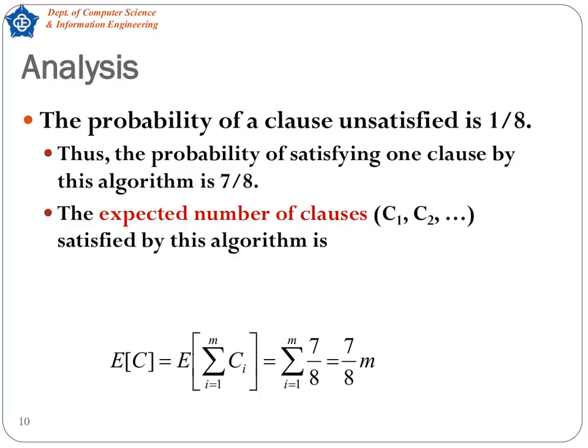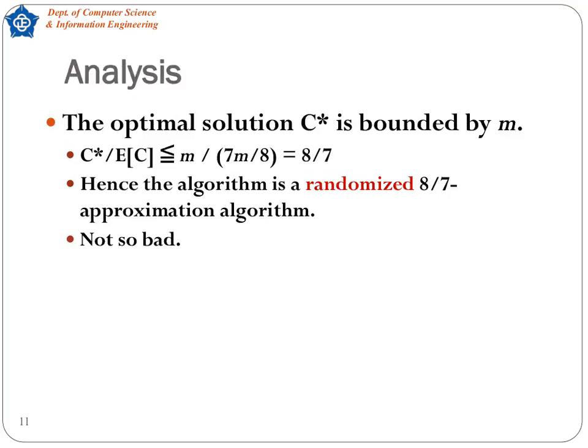Pretty straightforward, right? Building on our analysis of the expected number of satisfied clauses, let's now consider the optimal solution for this problem. We denote this optimal solution as C star, and it's inherently bounded by m, meaning it can't exceed the total number of clauses. Now, if we compare C star to E[C], you'll see a crucial relationship. Specifically, C star divided by E[C] is less than or equal to m divided by m multiplied by 7/8. The m's conveniently cancel out here, simplifying this expression to a neat 8/7.